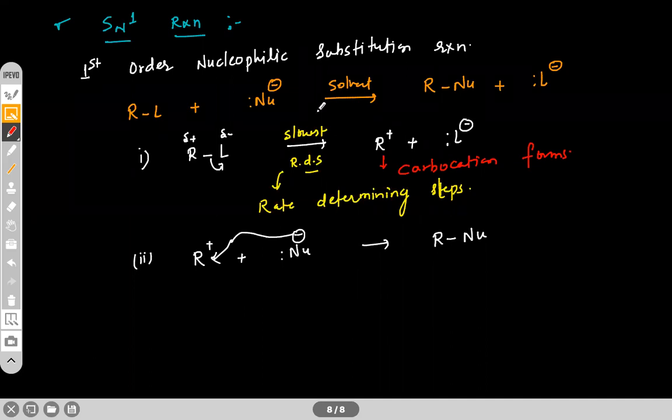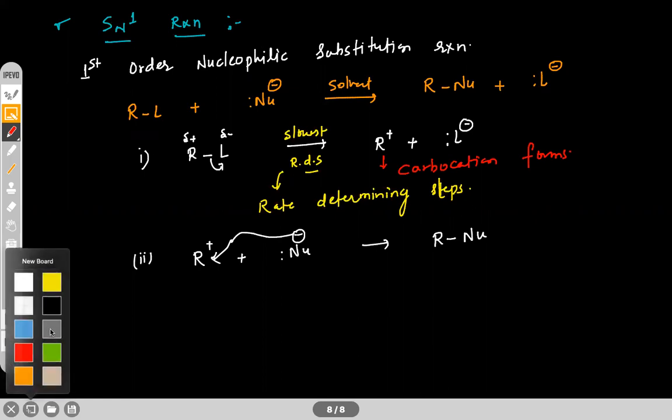So what property favors this reaction? First of all, write down the characteristics of this reaction. The carbocation forms here, or I'll write down the rate of the reaction, ROR. The rate of the reaction is directly proportional to the stability of carbocation.